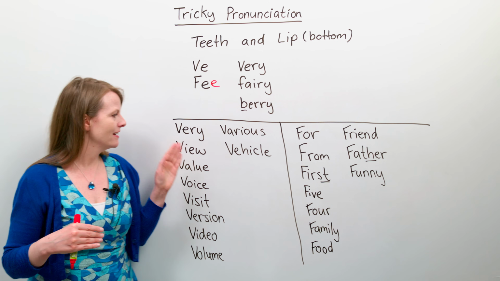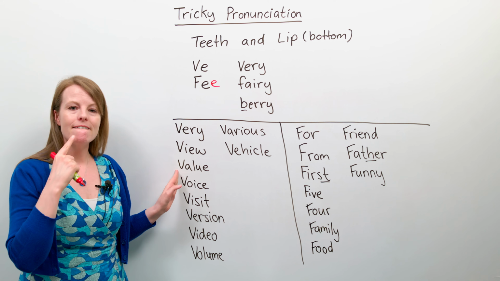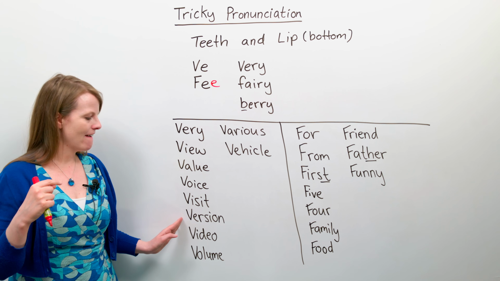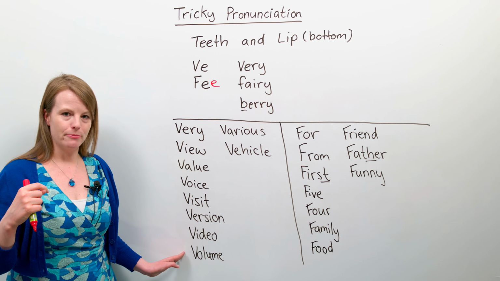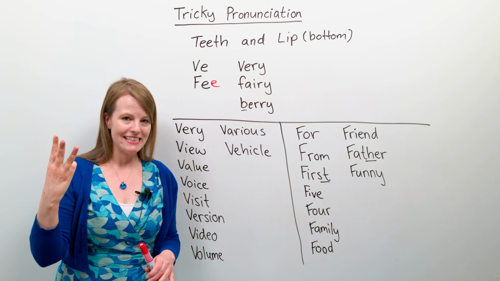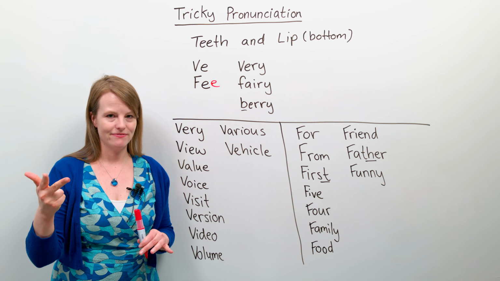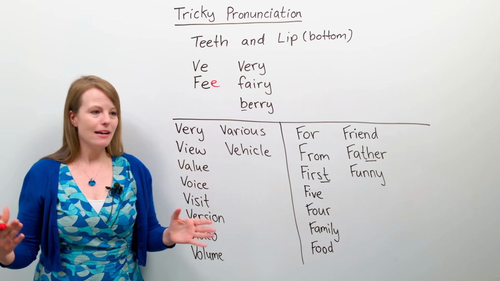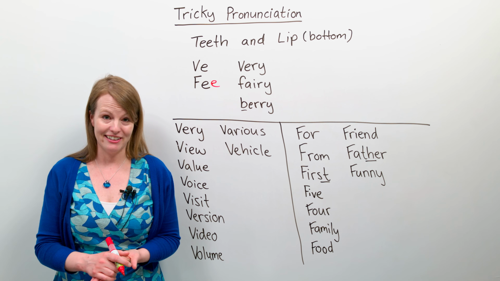So let's look at some of the most common words with F and with V. We just did very, view, value, voice, visit, version, video, volume, various, and so that has three parts to it, various, and vehicle. So if you're somebody who has difficulty with the V sound, I recommend starting with these words because they're the most common V words you will probably use in English.